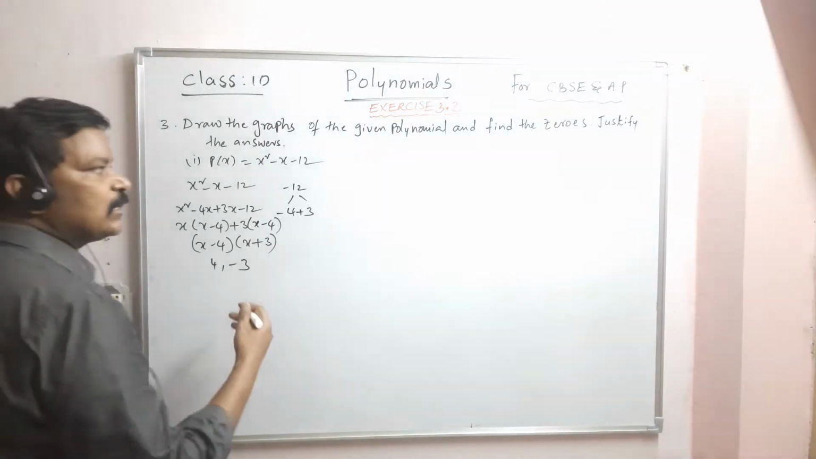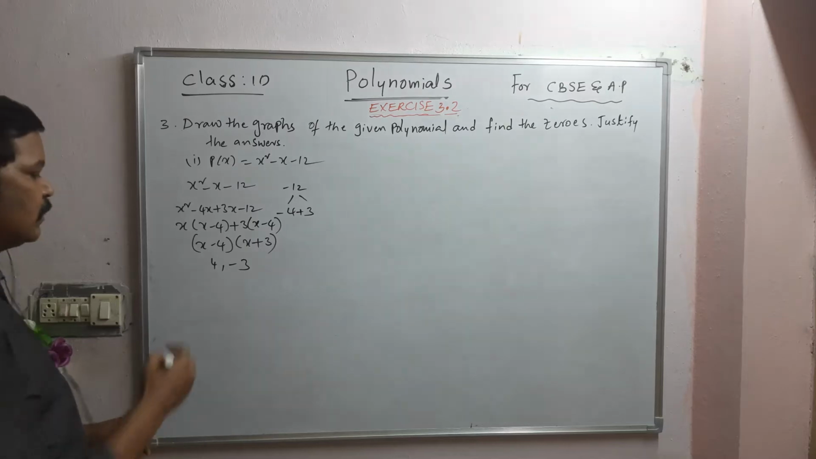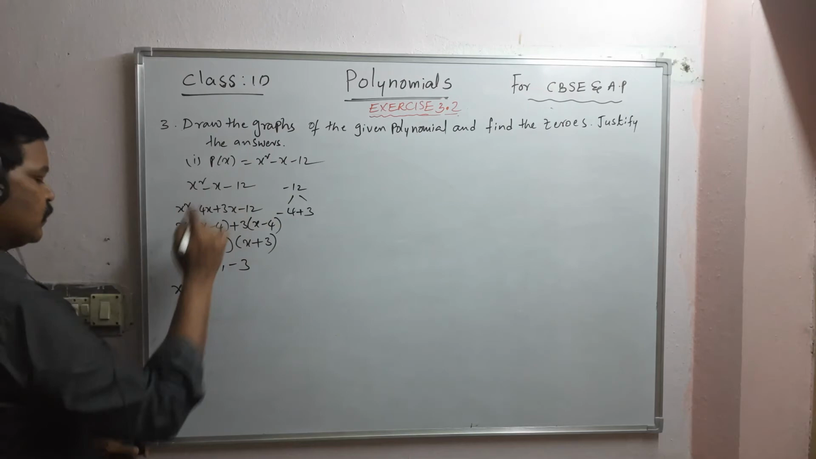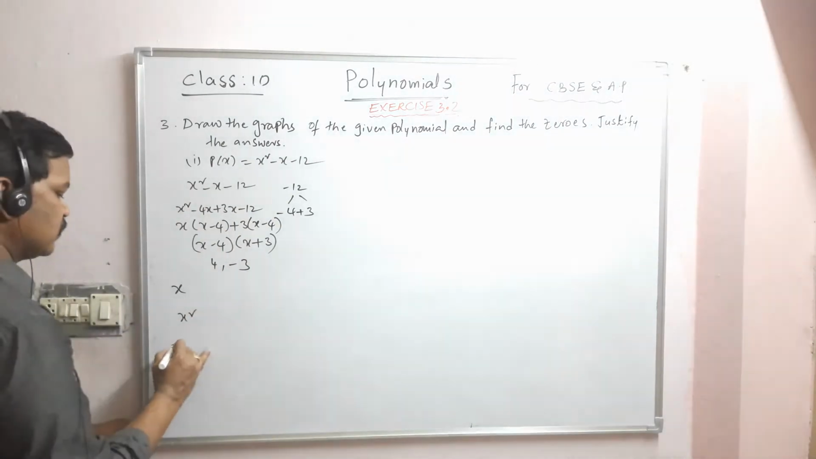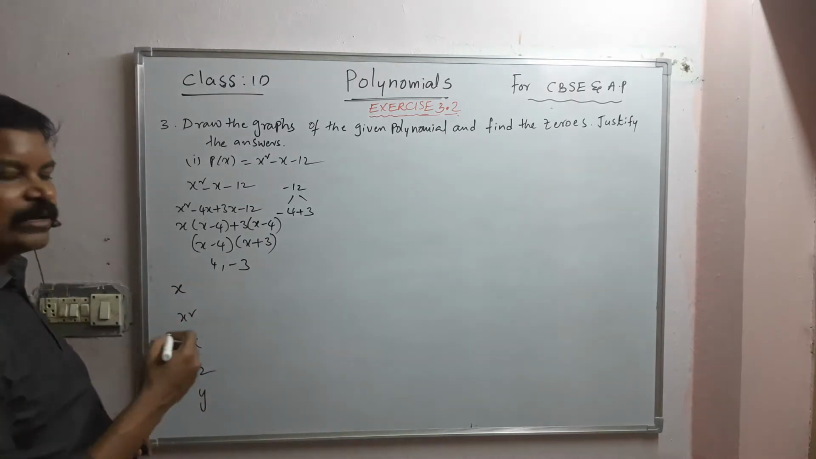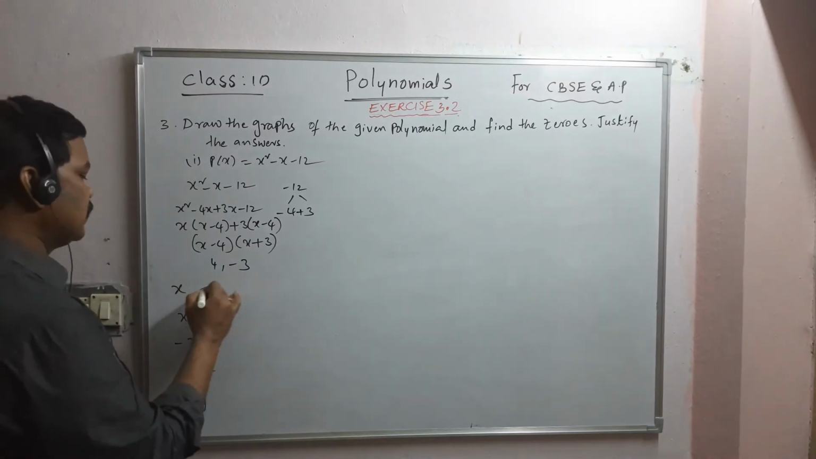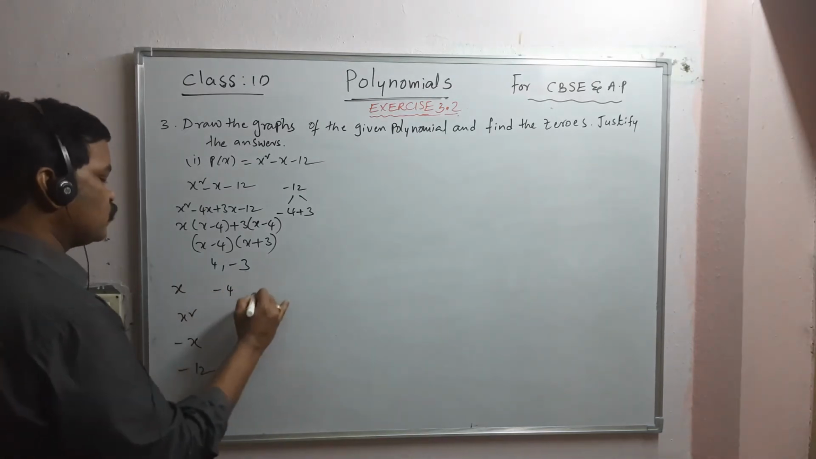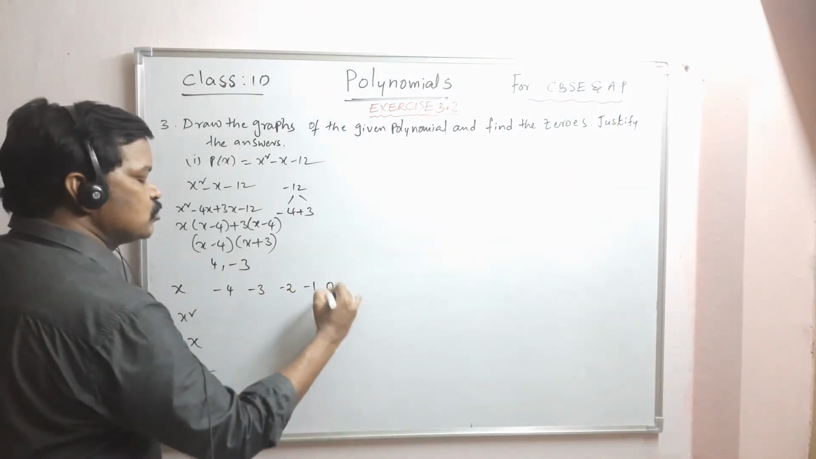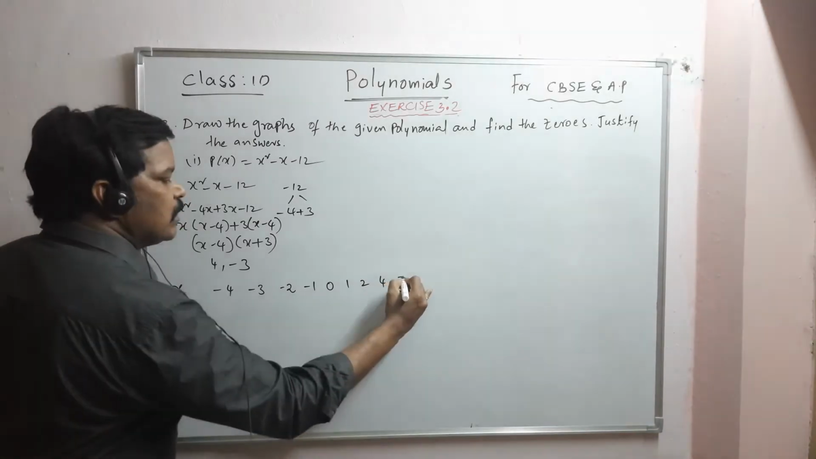Okay. Let us prepare the ordered pairs to draw this graph x square minus x minus 12. Right. Take x value. Here, the first term is x square minus x minus 12. Let it be y coordinate. y is equal to x square minus x minus 12. Right. Here, I will take minus 4, minus 3, minus 2, minus 1, 0, 1, 2, 4 and 5.